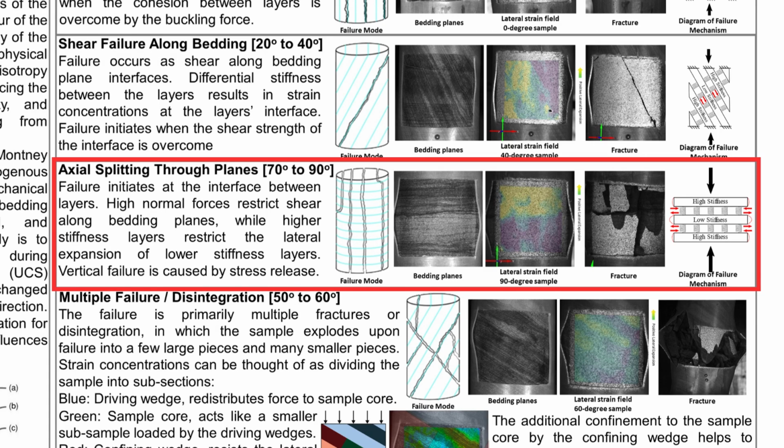If we think of these samples as a stack of layers with different stiffnesses, we can imagine that as the sample is compressed, layers with relatively lower stiffness will expand laterally more than layers with a relatively higher stiffness. This leads to the buildup of a shear force along layer interfaces, with the high normal force restricting the shear force. Eventually, as the load is increased, the shear force between these layers will overcome the shear strength of the layer interface, and the rapid release of stress will allow vertical fractures to propagate throughout the sample, even though the fracture was initiated parallel to the layer.